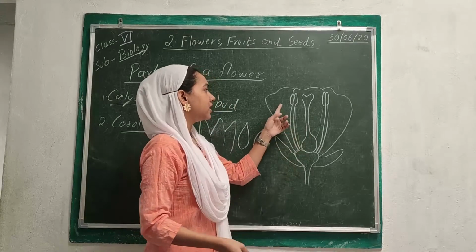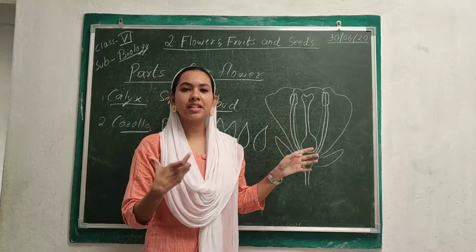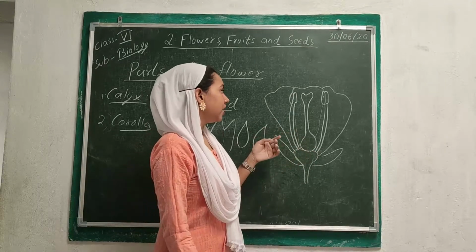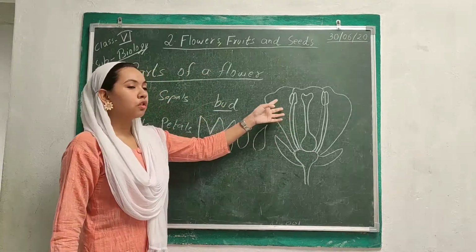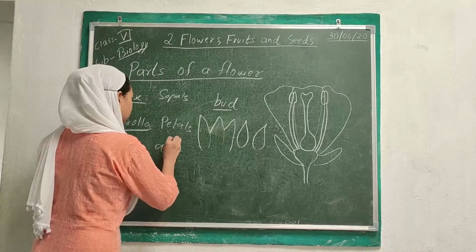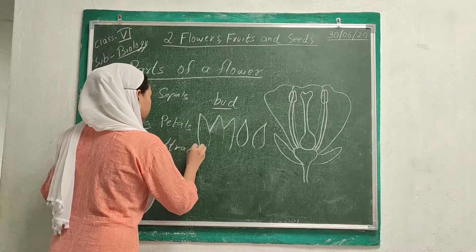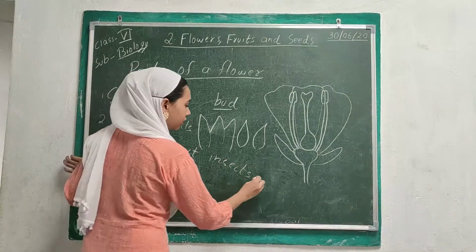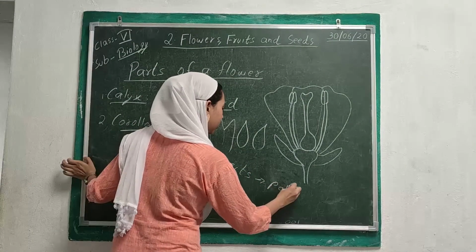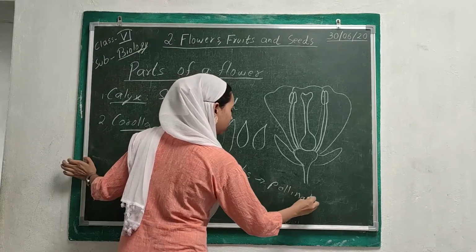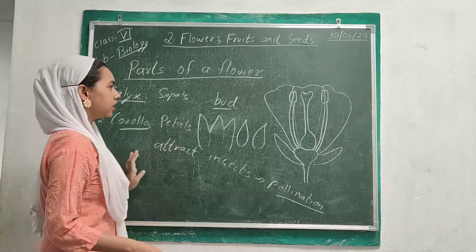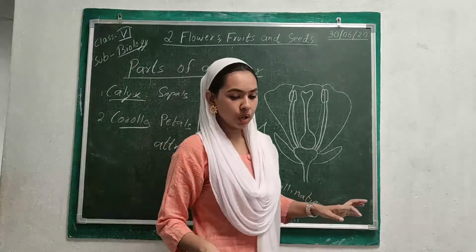You will see that these petals are generally very bright and colorful. They usually have good scents also. Why? Because the work of the petal is to attract insects. It has to attract insects for a process which is known as pollination. We will be studying about this process also. So its main function is to attract the insects for pollination.